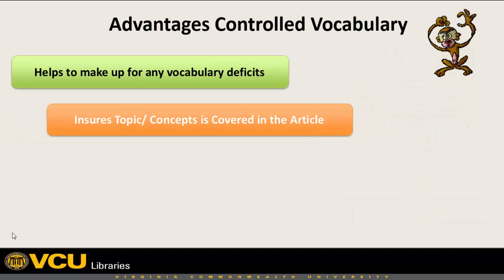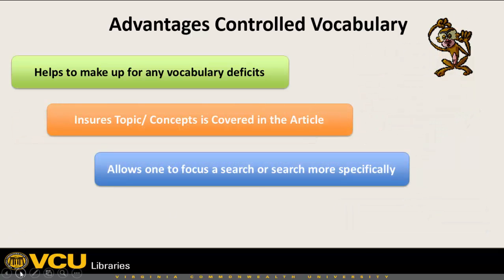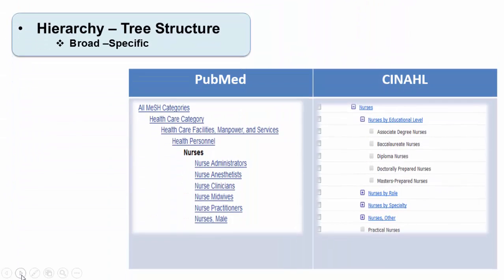Another good thing about controlled vocabulary is that it allows you to focus your search and make it more specific. And what I mean by this is when it comes to controlled vocabulary, the way articles are organized helps with this process. Controlled vocabulary is in a hierarchical structure or a tree structure that goes from broad to specific. You can see examples of one from PubMed and one from CINAHL below.